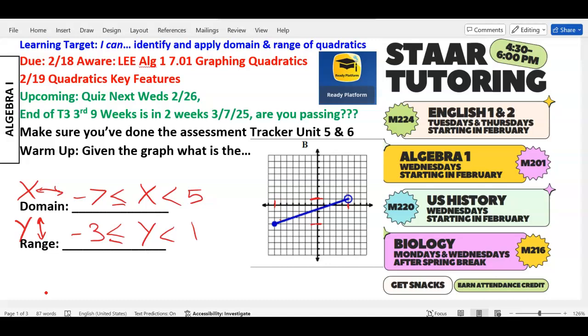So what am I doing? Left to right for domain, bottom to top for range. You got to look for if the endpoints are shaded or open, okay?